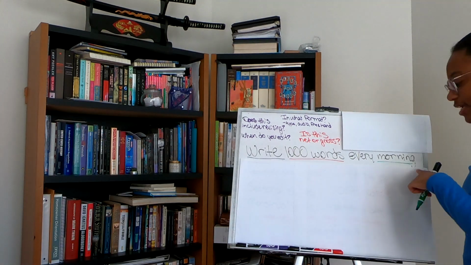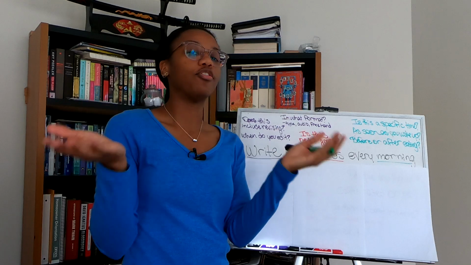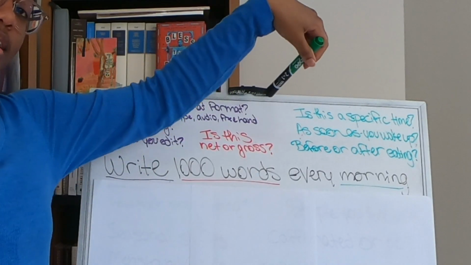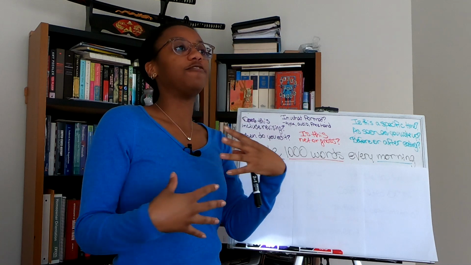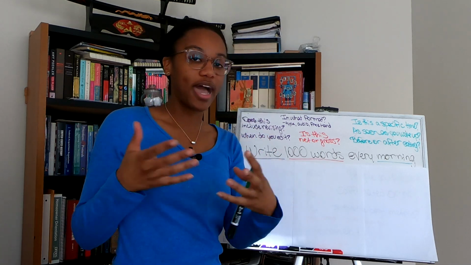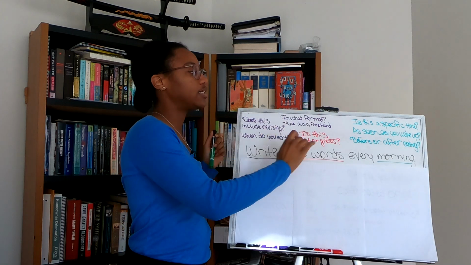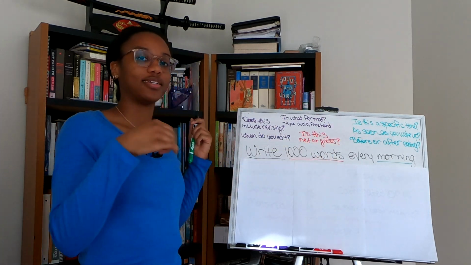Then the next thing is morning. Morning is an amorphous concept. Is this a specific time? Is it as soon as I wake up? How does being full or hungry impact the writing? All of these things are variables that can go into the process of iteration.